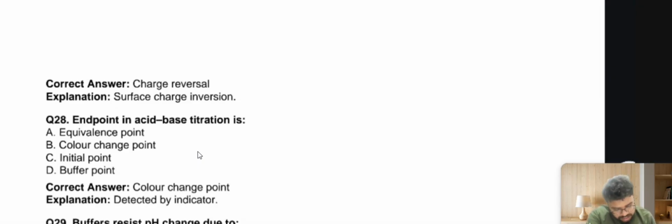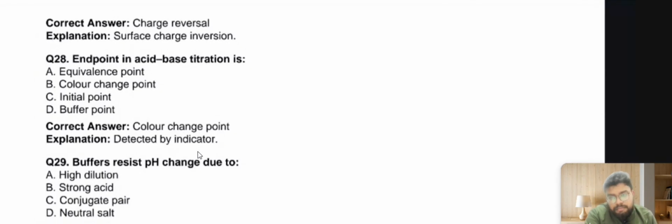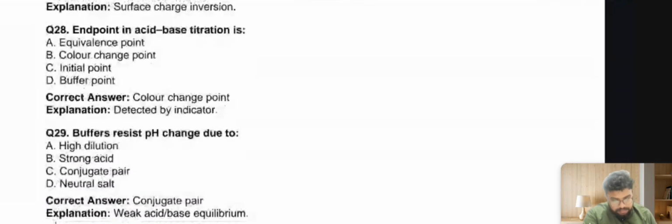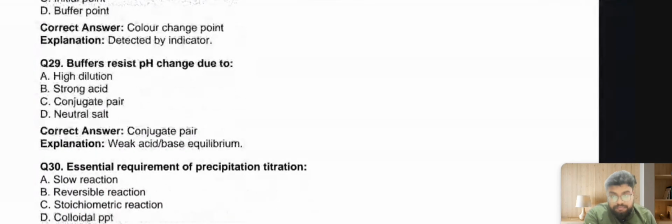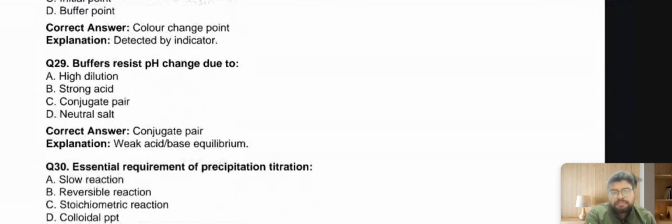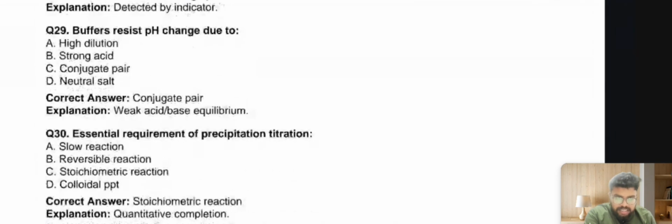Okay. Let's see question number 29. Buffer resists pH change due to high dilution, strong acid, conjugate pair, neutral salt. The correct answer is conjugate pair. Let's see the last question. Essential requirement of precipitation titration: slow reaction, reversible reaction, stoichiometric reaction, colloidal precipitate. The correct answer is stoichiometric reaction.